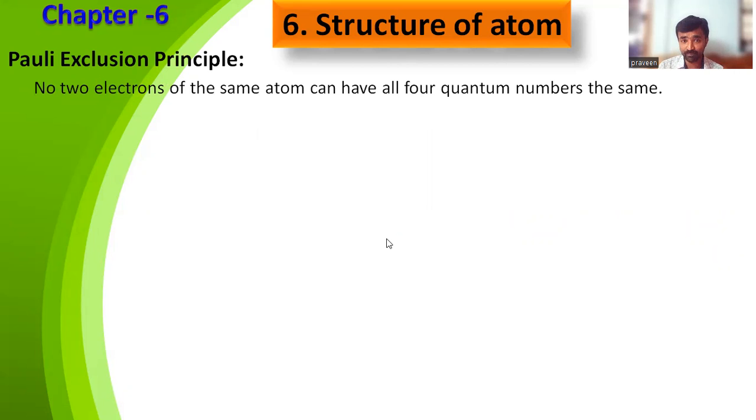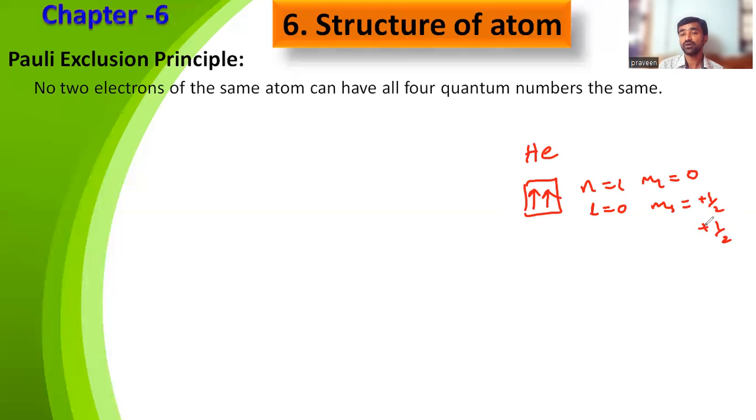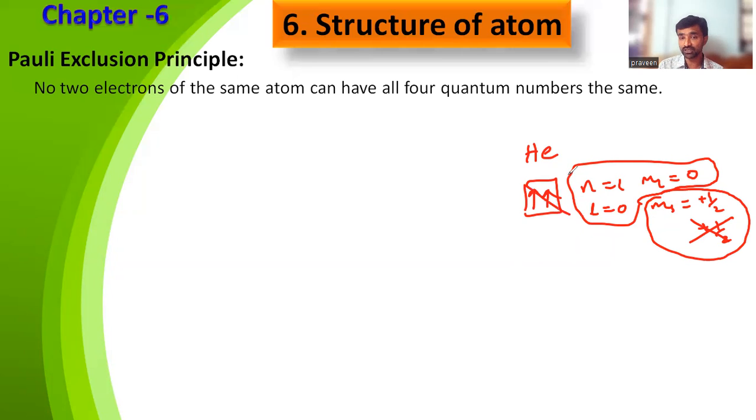No 2 electrons of the same atom can have all 4 quantum numbers the same. So helium has a first electron and a second electron. 2 electrons are not available in hydrogen, so we are going for helium. How do we fill them in the degenerate orbital? Suppose I take n equal to 1, l equal to 0, ml equal to 0, and ms equal to plus half and plus half for both electrons. The first 3 are the same for each electron, and the last is also the same. So this is not accepted by Pauli's exclusion principle. This method is wrong.